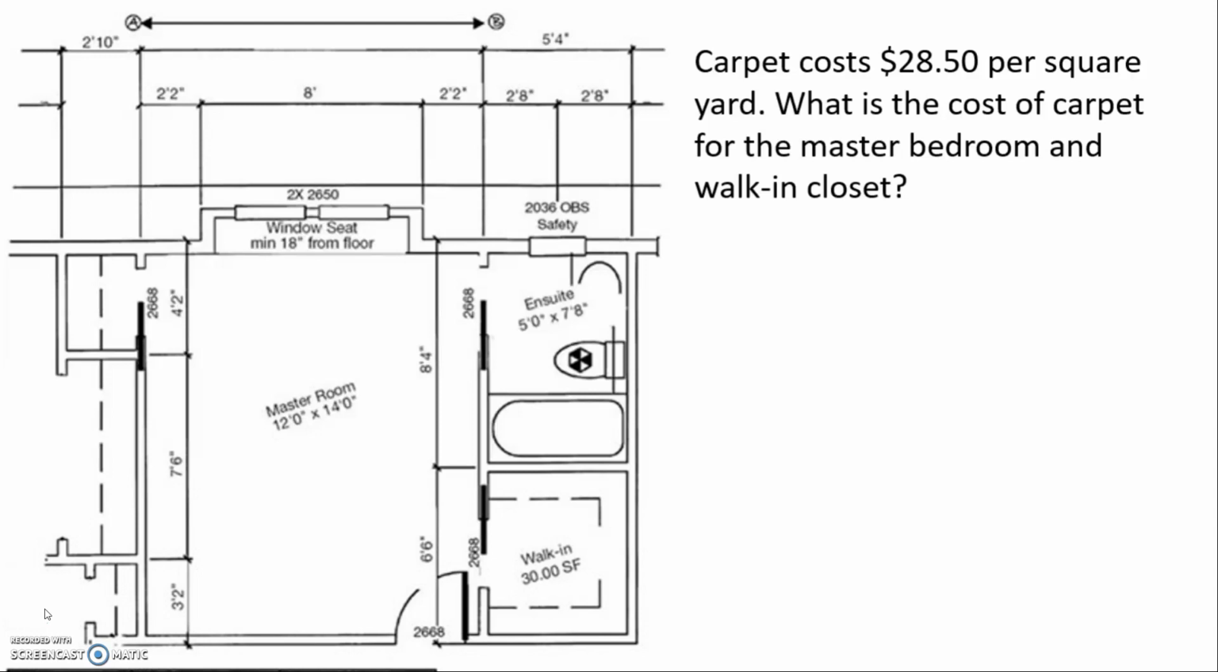A contractor wants to carpet a master bedroom and the attached walk-in closet. The blueprint plans are as shown. Carpet costs $28.50 per square yard. What is the cost of carpet for the master bedroom and walk-in closet? Pause the video and do the calculations on a piece of paper, then choose your answer from the multiple choice given below.